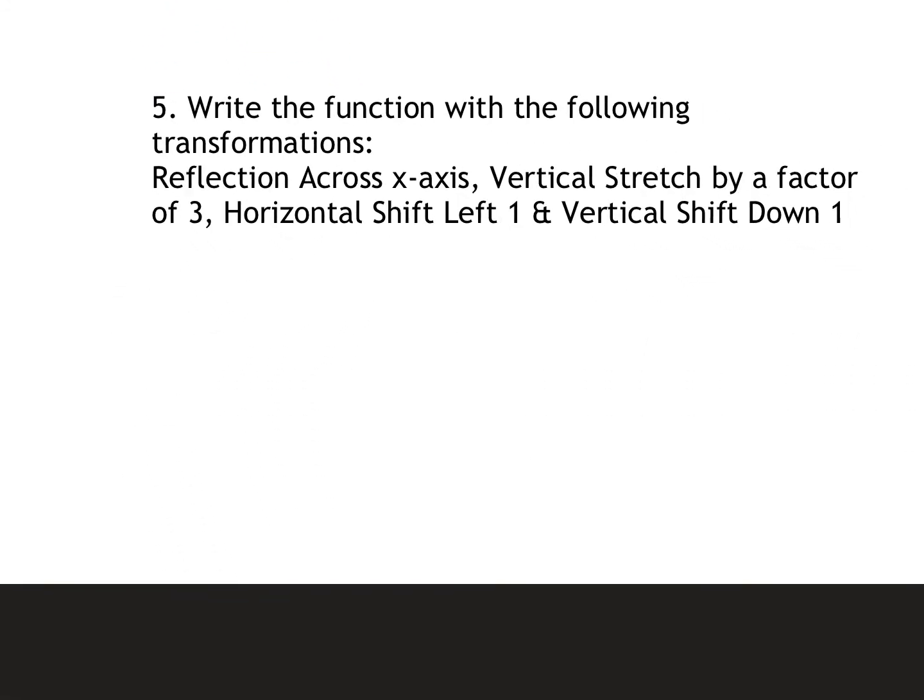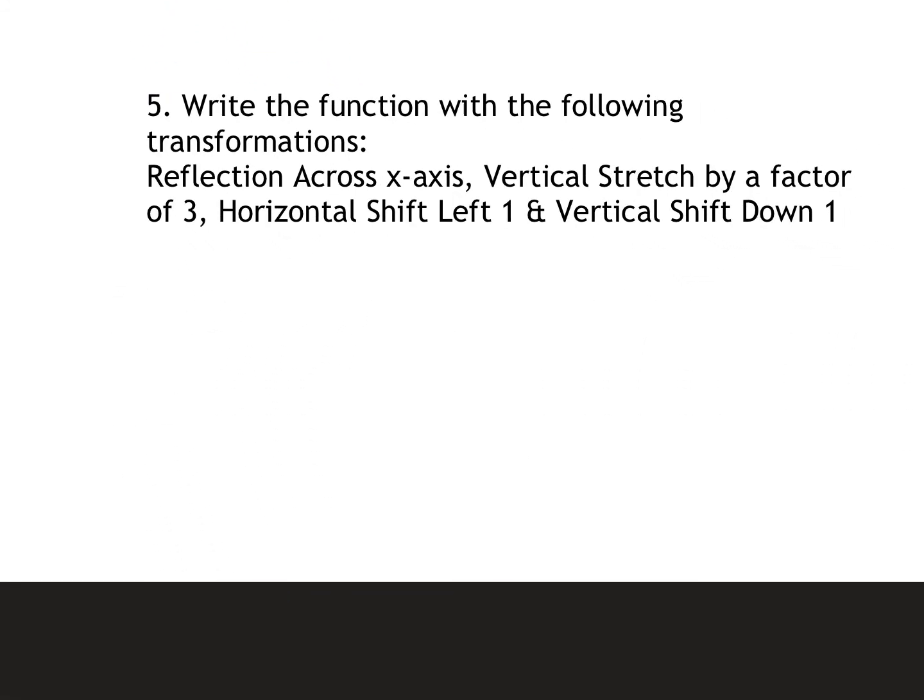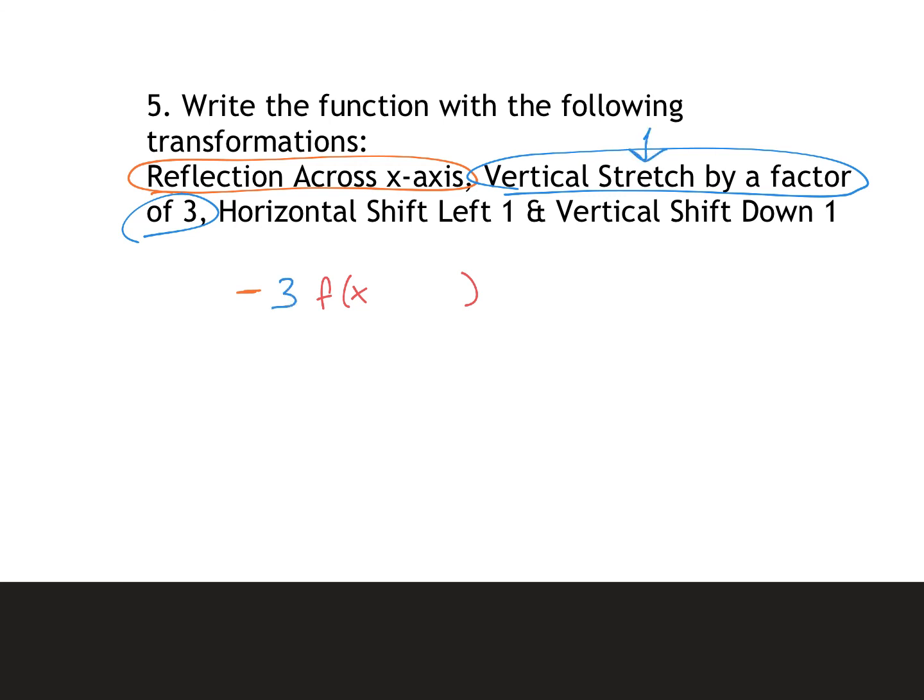So write the function, what we're doing here. So let's kind of take a look at this. I'm gonna go ahead and write my f of x. I don't know what it is, so I'm gonna go ahead and keep some space. So reflection across the x-axis, that makes it a negative on the outside. Vertical stretch by a factor of 3. So that's gonna put the 3 outside because it's stretch. Stretch is on the outside. Shift left 1 horizontal, so that's gonna be opposite, so +1. And then down 1 at the end, and you are good to go here. So -3 times f of x plus 1 minus 1.